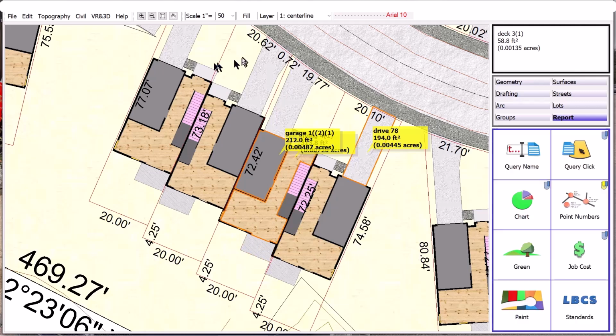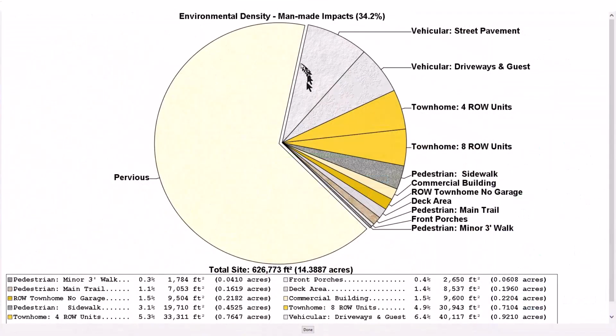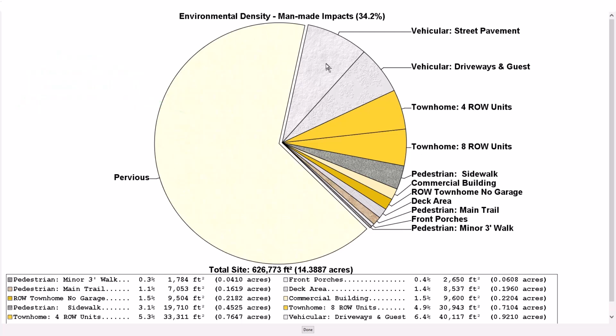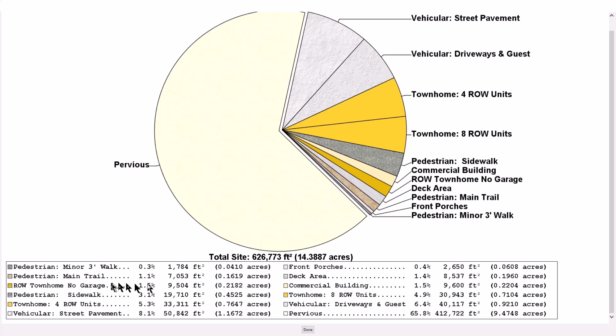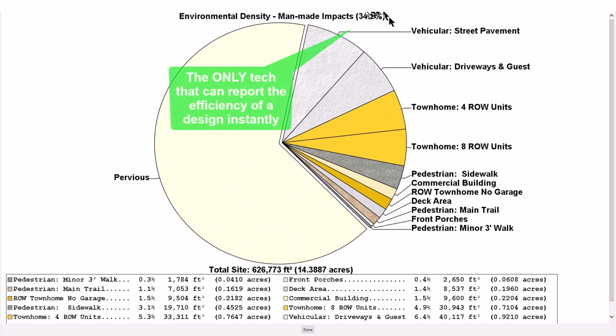So everything is listed, so if I wanted to hit chart and return, it will show you the net site, the smaller site, and then each color or texture as it relates to what's on the plan, and then it shows it in the list here, the total areas, and then the man-made impacts.